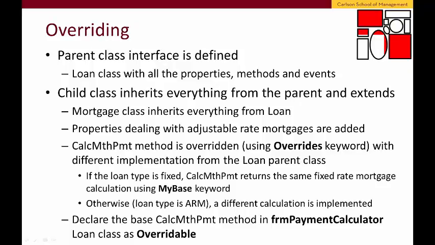So, this process of modifying the identically named method, as was described in the student grade example, is called overriding. In VB, the override keyword is going to be used with calculate monthly payment or calc MTH PMT method to get it to be overridden from its base version in the case of adjustable rate mortgage that needs a slightly different calculation, as you'll see shortly.